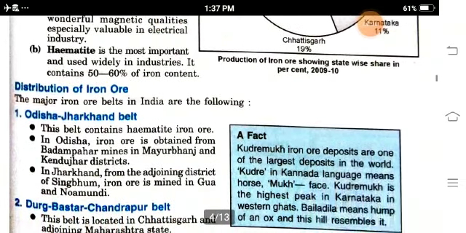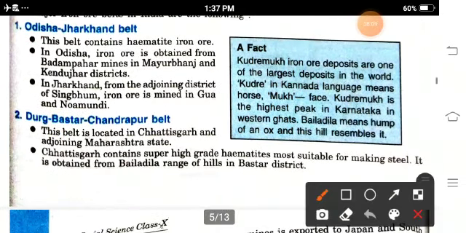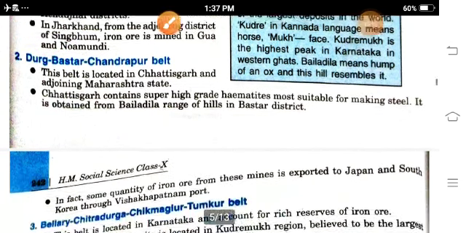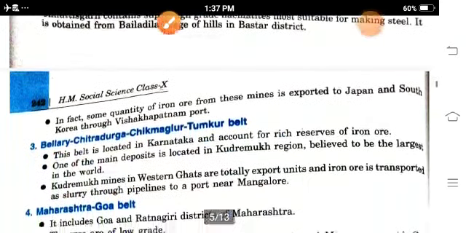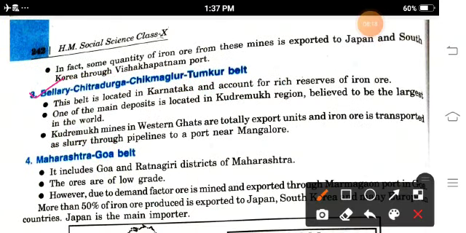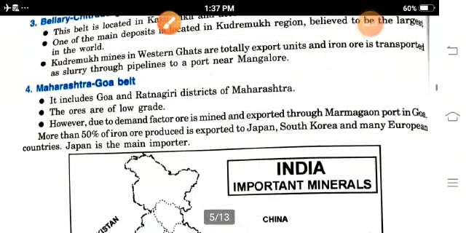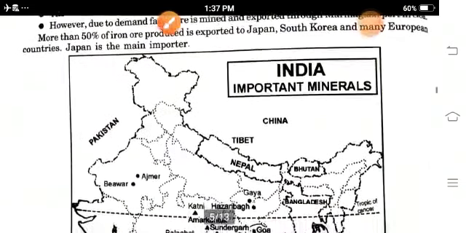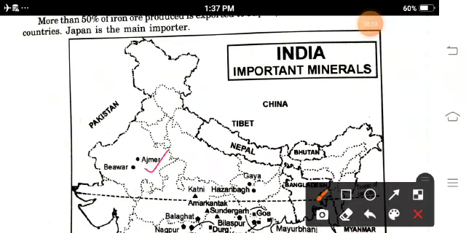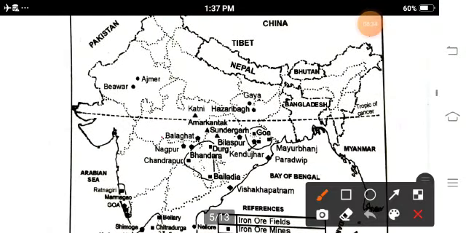In India at present, magnetite and hematite, the best varieties of iron ore, are found. Magnetite has about 70% iron content and hematite 50 to 60% iron content. Basically the distribution is the Odisha-Jharkhand belt, and second the Durg, Bastar, Chandrapur belt. Now, the importance of iron ore. Also the Maharashtra-Goa belt and Tumkur belt.